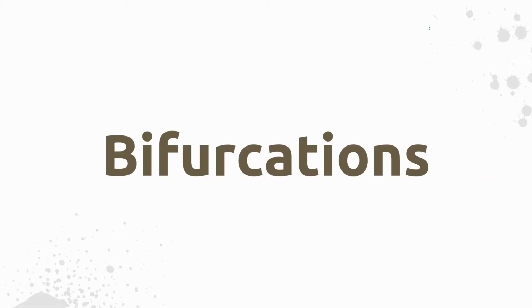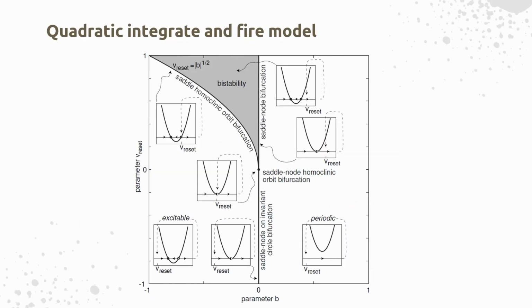So, bifurcations. There are several types of bifurcations, and if everything worked out, then the group just before us should have explained it to you just now. But how are bifurcations modeled in the Izhikevich model explicitly? For that, we can take a look at this bifurcation diagram of the quadratic integrate-and-fire neuron.